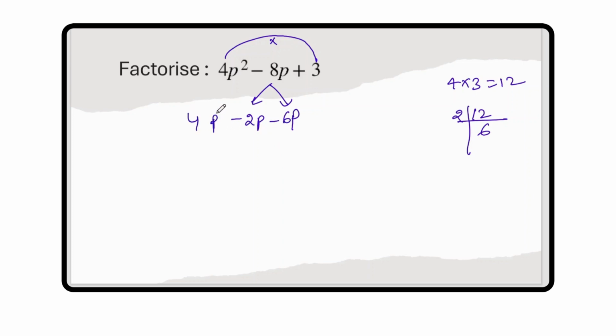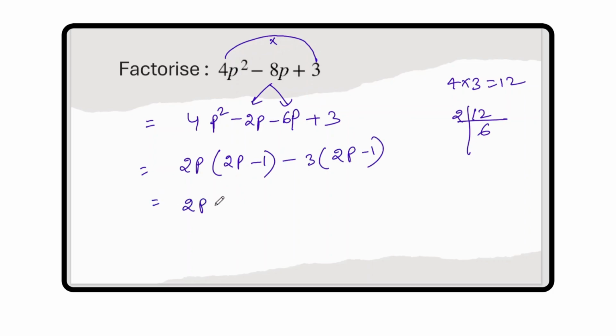So 4p square minus this and plus 3. So finally your answer will be 2p you will take as a common. So you will have 2p minus 1, minus 3 as common. You will get 2p minus 1. So the final answer is 2p minus 3, 2p minus 1. Sorry, 2p minus 1. Next question.